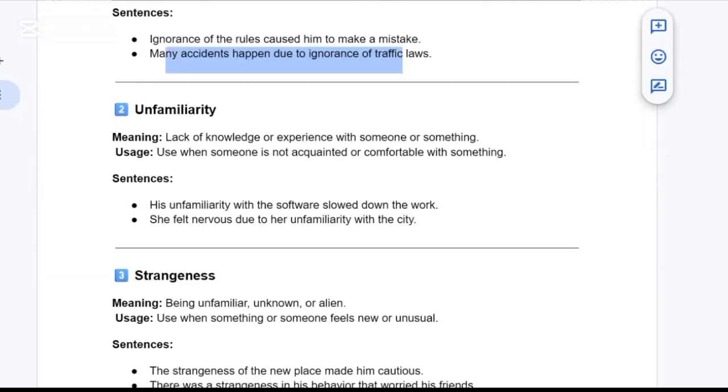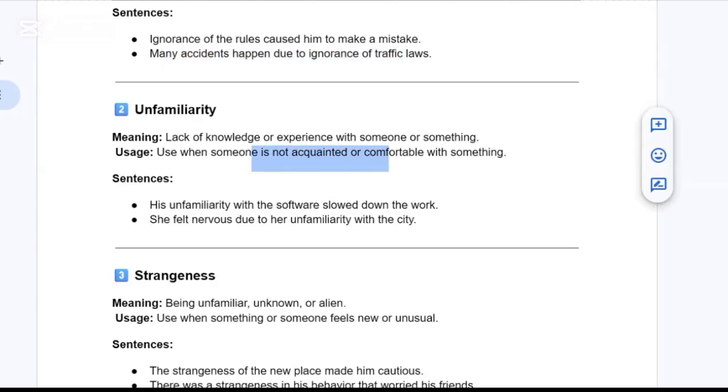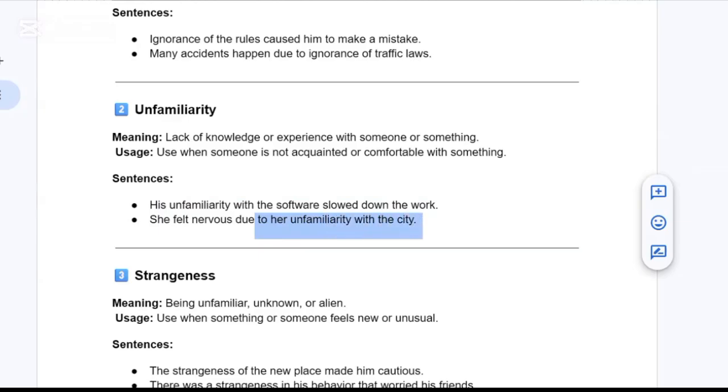Unfamiliarity: lack of knowledge or experience with someone or something. It is used when someone is not acquainted or comfortable with something. For example, his unfamiliarity with the software slowed down the work. She felt nervous due to her unfamiliarity with the city.